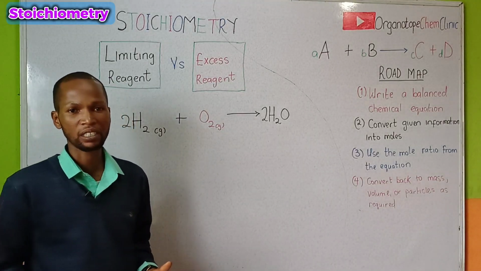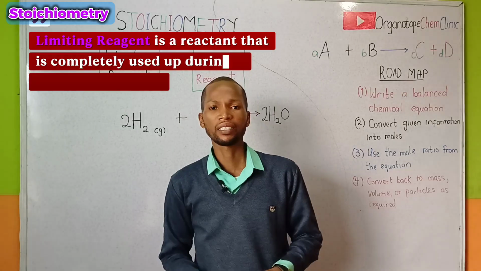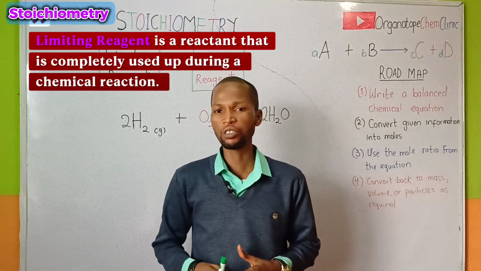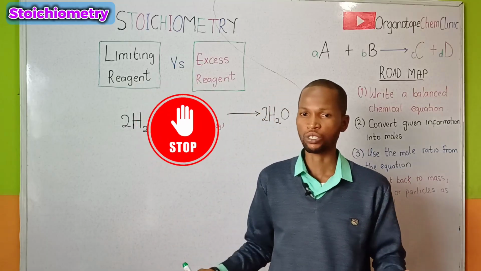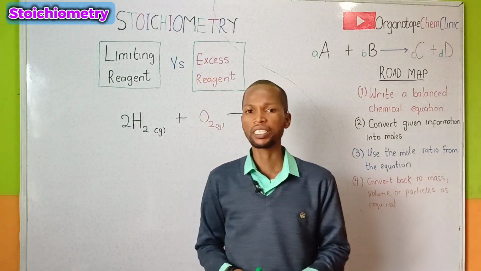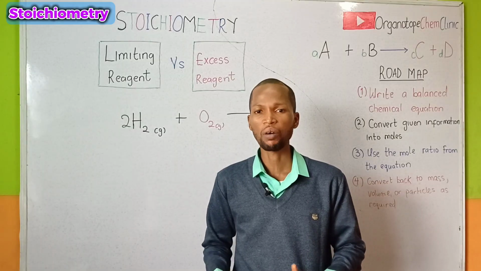Moving on, stoichiometry also allows for the calculation of quantities like the limiting reagents and excess reagents in a chemical reaction. What are limiting reagents? Limiting reagents is the reactant that is completely used up during a chemical reaction, thereby bringing the reaction to a stop, while the excess reagent is left after the reaction has been completed.